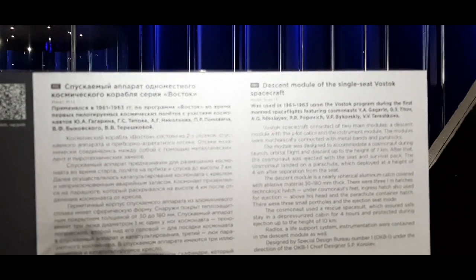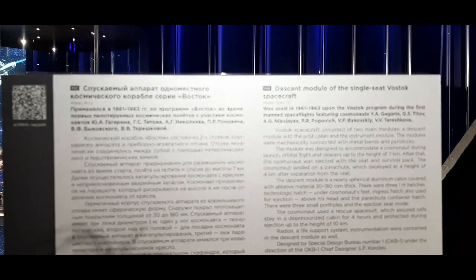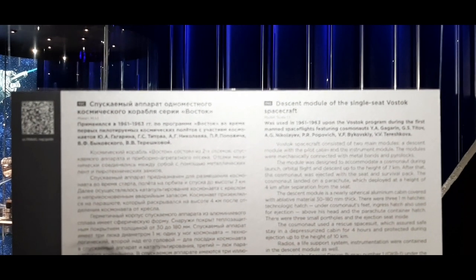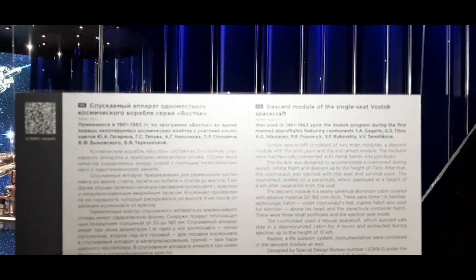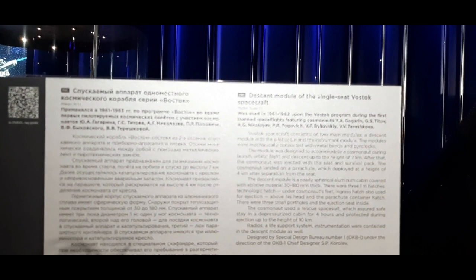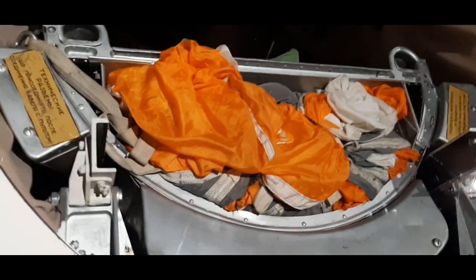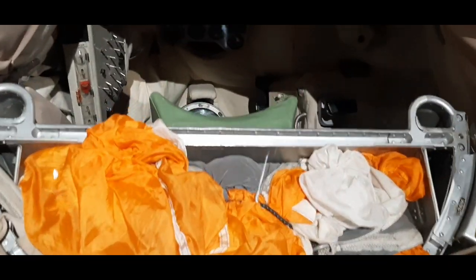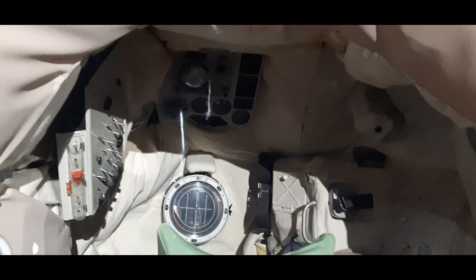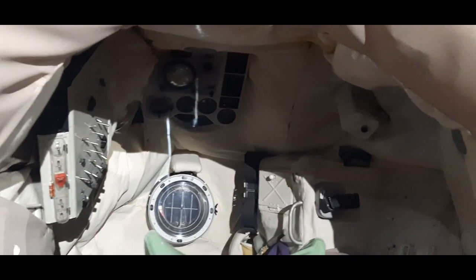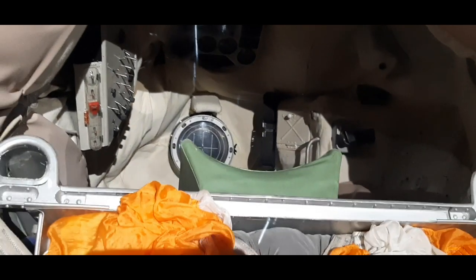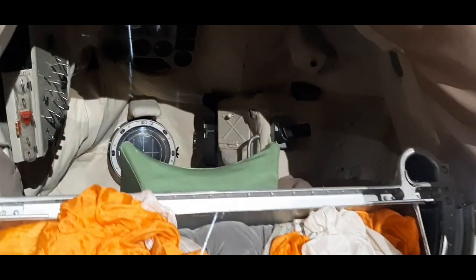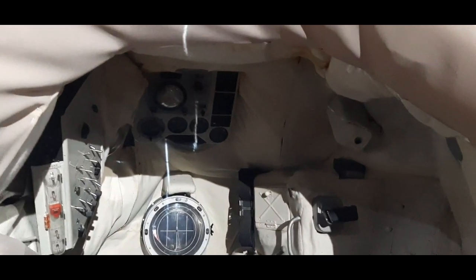Descent module of the single-seat Vostok spacecraft was used in 1961 to 1963 upon the Vostok program during the first main space flight featuring cosmonaut Y.A. Gagarin. Si Y.A. Gagarin. Yung mga ginamit talaga nandito pala. Isa lang siya. Dito lahat yung ginamit niya.